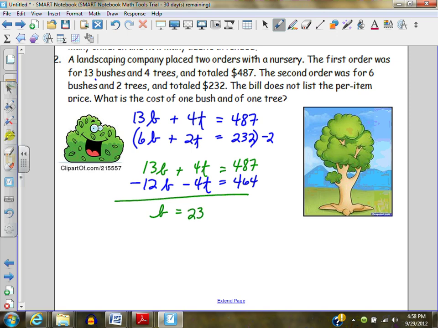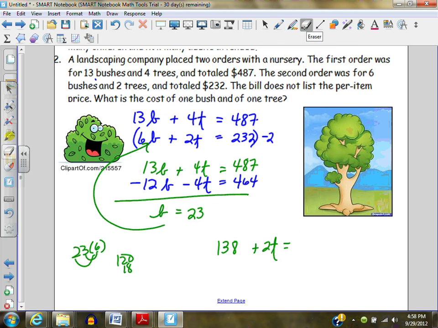So if B is 23 and I plug it in right there, 6 times 23, think about it, 20 times 6 is 120, right? And 3 times 6 is 18, so it's going to be 138 plus 2t is equal to 232. Why didn't somebody stop me? There's nobody here to stop me. Okay. So if I subtract 138 from both sides, if it was 132, it'd be 100, and it's 6 more than that, so that must be 94. So t is equal to 47.